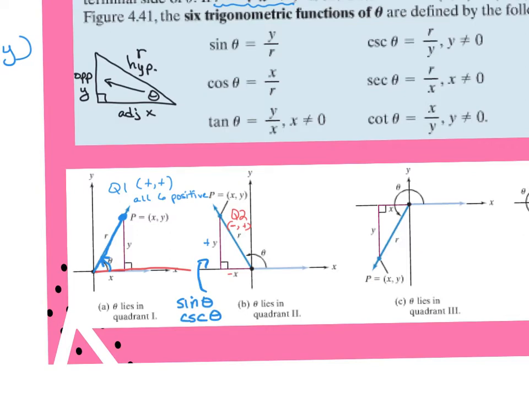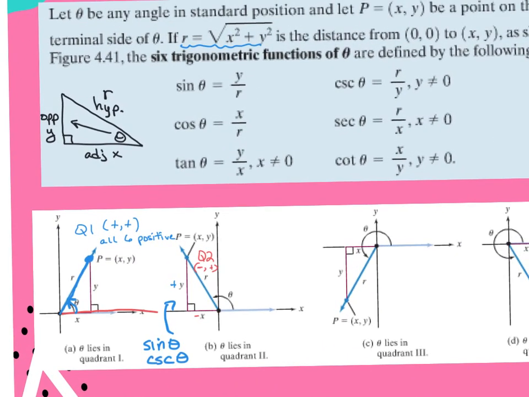So let's come back up here before I do any more. So these are the 6 trig ratios that you need to memorize. Sine is y over r. Cosecant is its reciprocal. You flip the fraction, and now it's r over y. Then cosine is x over r, and its reciprocal is secant, and it's r over x. And then tangent, you're going to find it by putting y over x. And then cotangent, flip it, x over y.